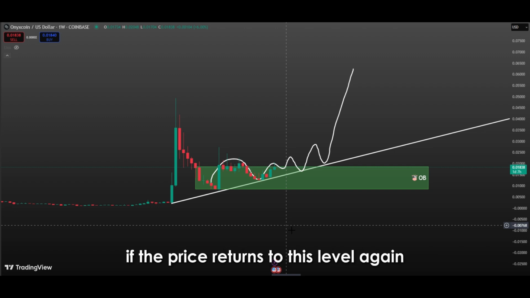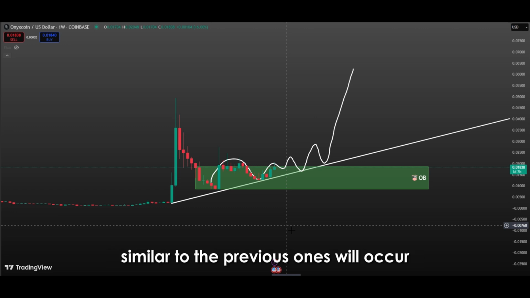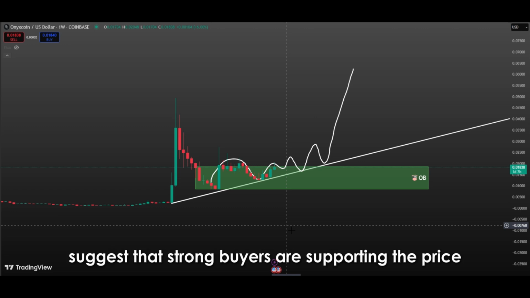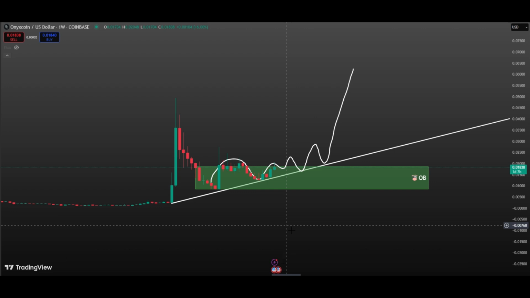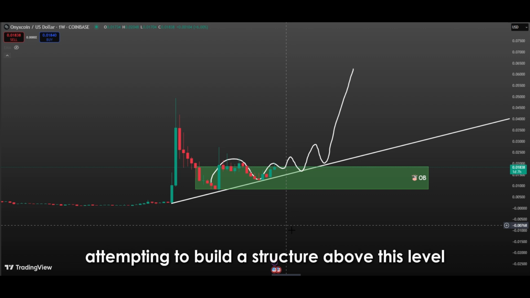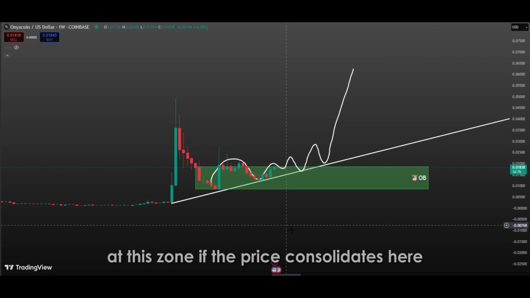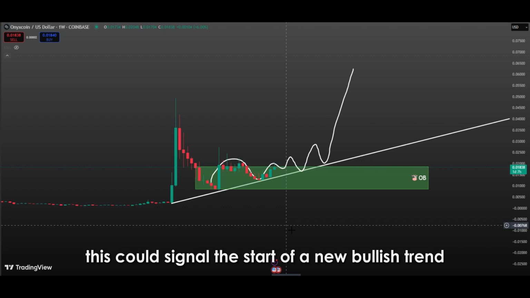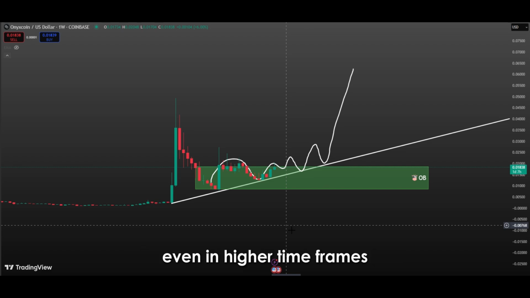If the price returns to this level again, it is highly probable that another bounce, similar to the previous ones, will occur. These repeated reactions suggest that strong buyers are supporting the price at this level, and the upward momentum may once again form. Additionally, the fact that the price is currently attempting to build a structure above this level may indicate that market confidence is rising, and that investors are willing to hold positions at this zone. If the price consolidates here, gathers strength, and then breaks upward, this could signal the start of a new bullish trend. Positions taken at strong support levels like this often create significant momentum even in higher timeframes.